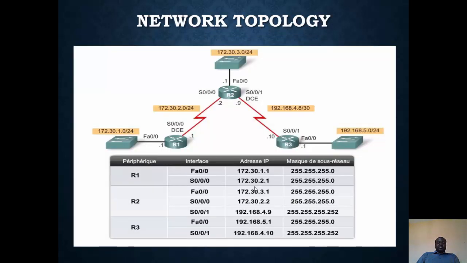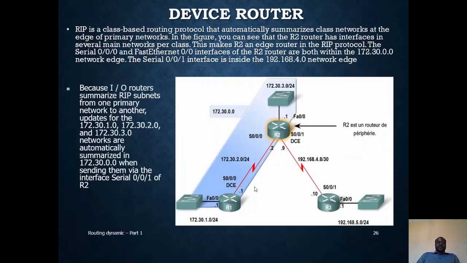And this is the network topology that can also be applied when you want to configure it. This is an example, with the devices and routers, where some routers are at the periphery. RIP is a classful routing protocol that automatically summarizes classful networks at the edge of the major network. In the figure, you can see that router R2 has interfaces in several major classful networks. This makes R2 an edge router in the RIP protocol. The serial 0/0/0 and FastEthernet 0/0 interfaces of router R2 are both within the 172.30.0.0 network edge.